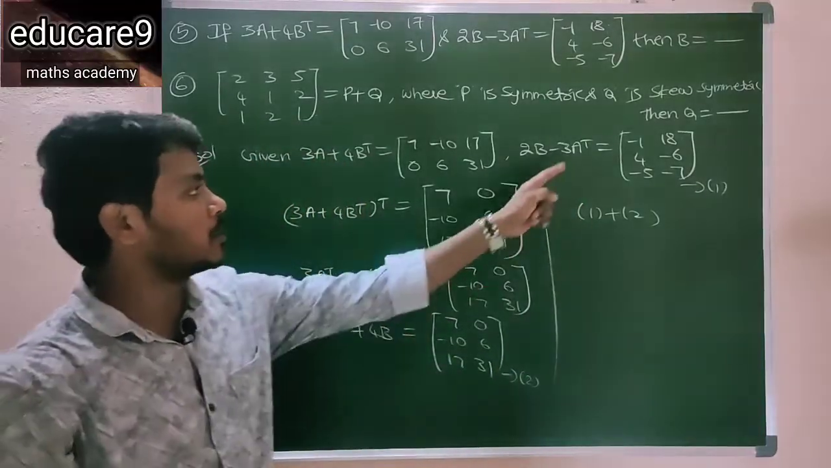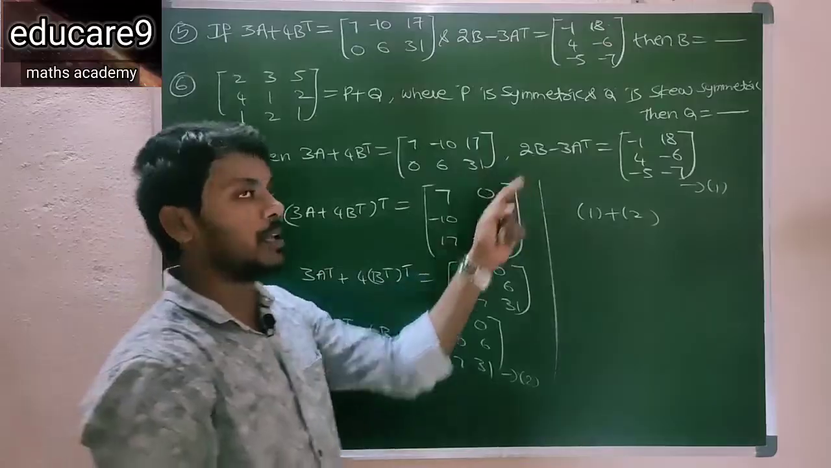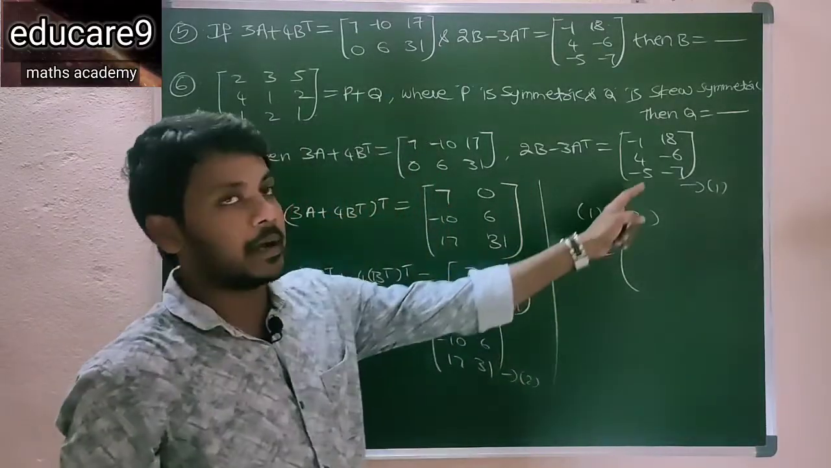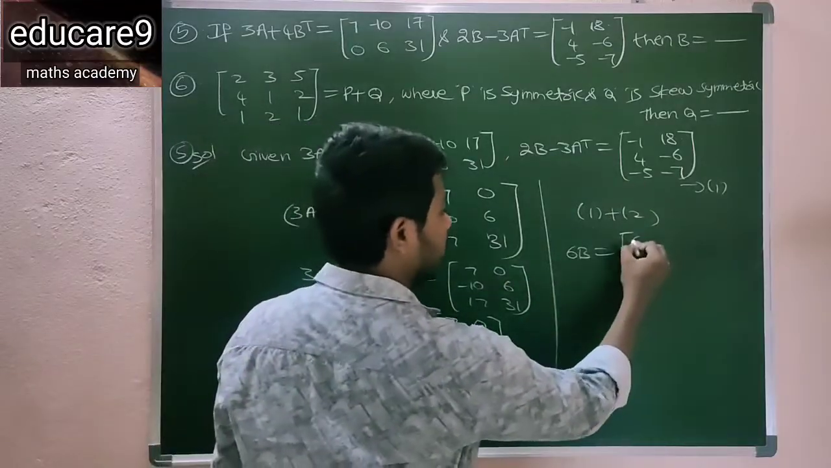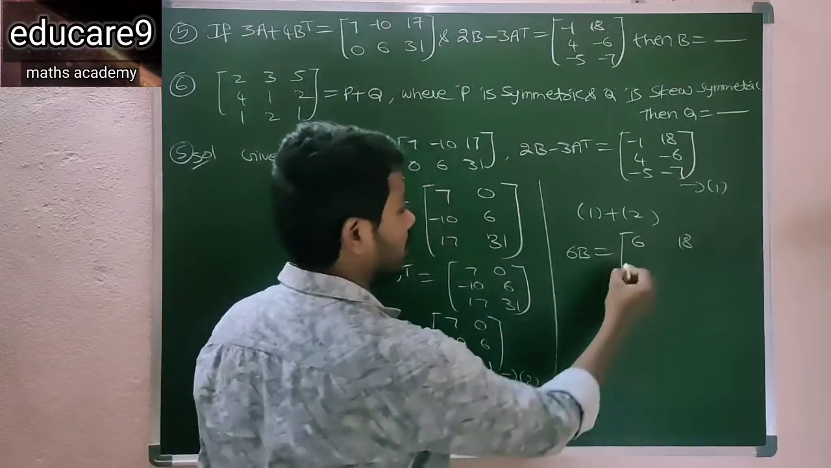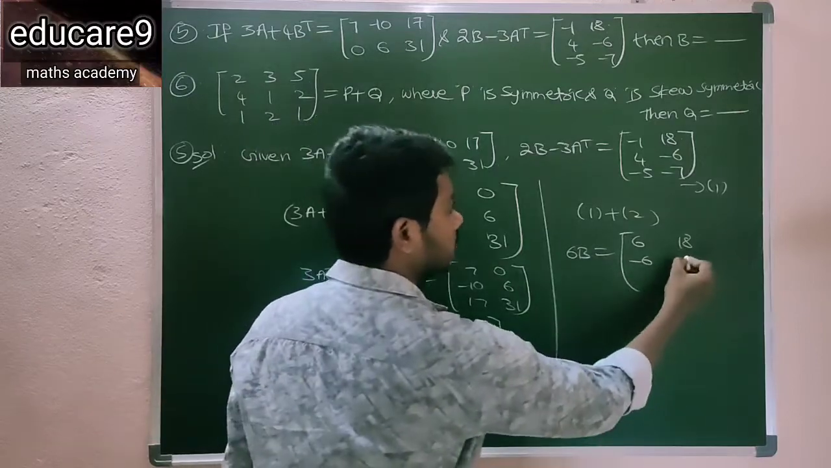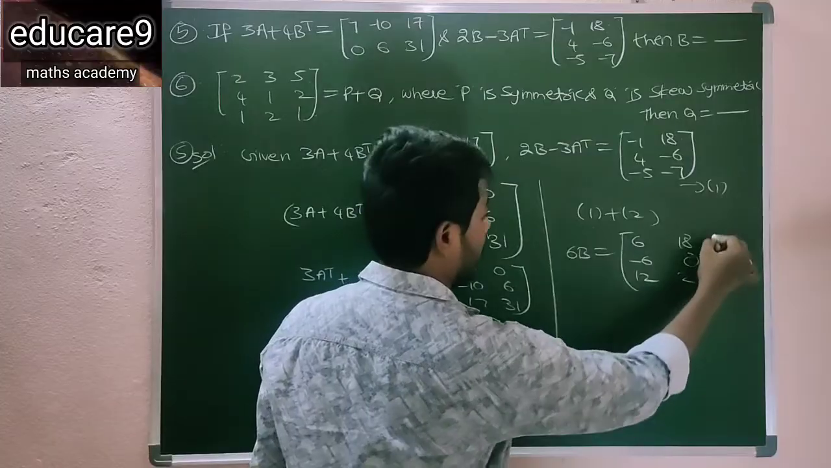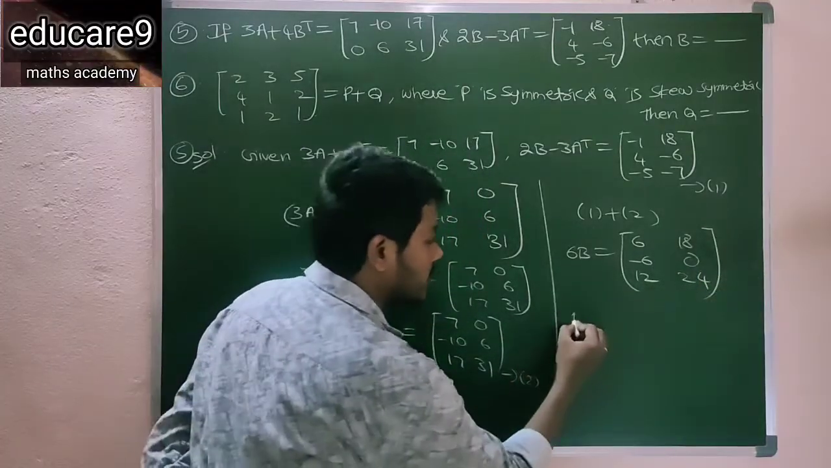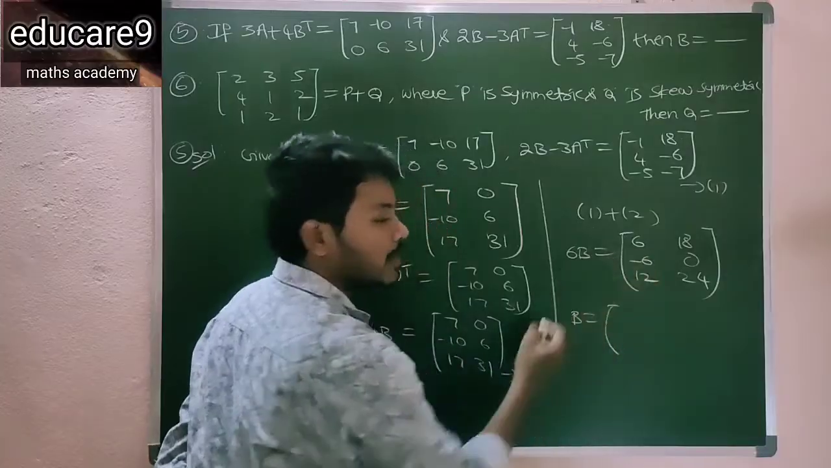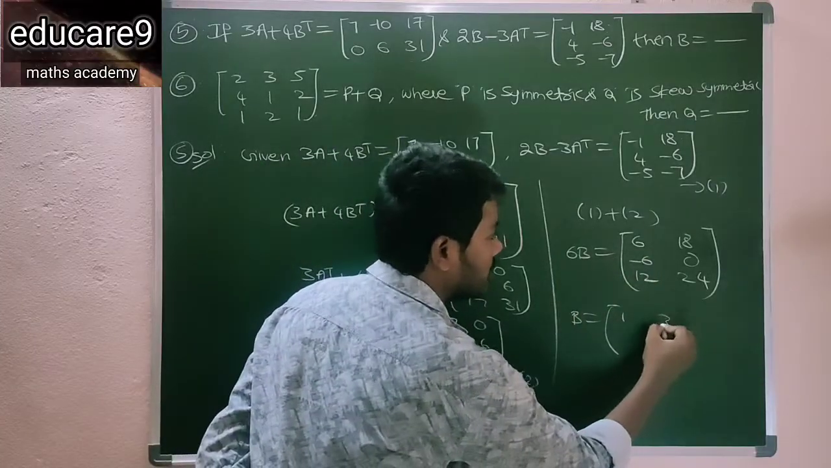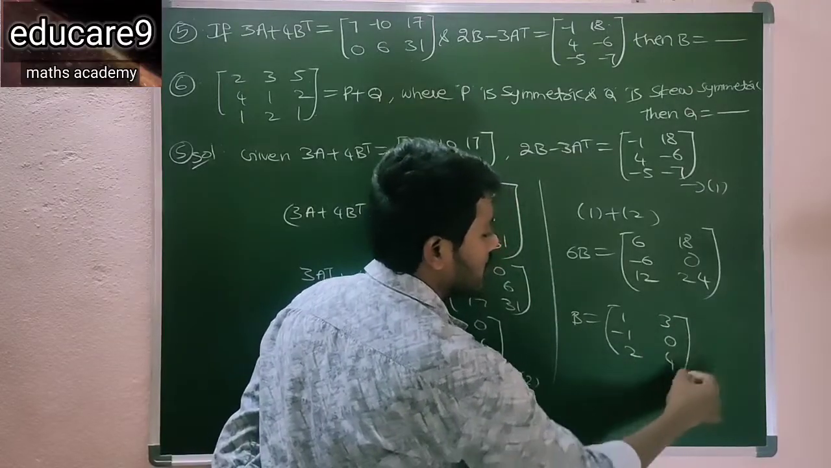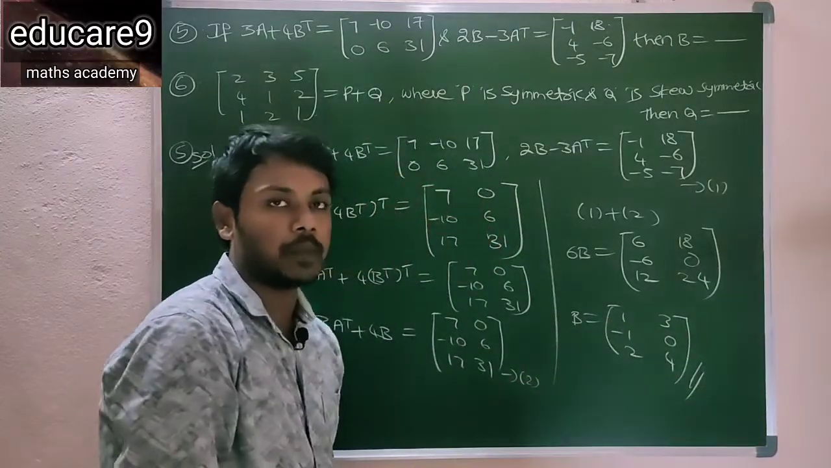See here, 3A transpose minus 3A transpose get cancelled, 4B plus 2B is 6B. And here, add the corresponding elements. So see here that is 6, 18, minus 6, 0, 12, 24. Now B is equal to what? 6 by 6, that is 1, 3, minus 1, 0, 2, 4. So this is matrix B.